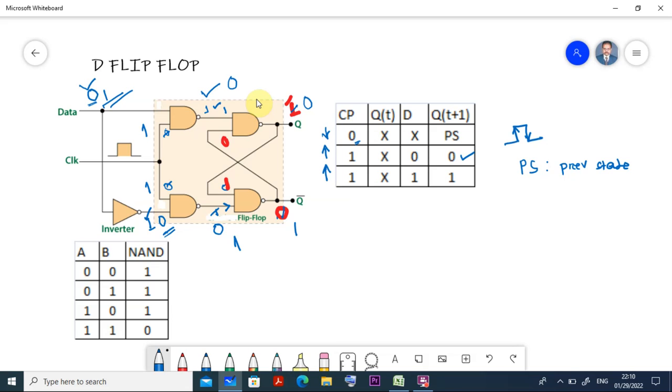Now Qt, what is the previous state? The Qt was 0, because the previous state is already 0. So this 0 becomes 0 here again, and 0 into 1 becomes 0, and the inverse of 0 becomes 1 here. When it becomes 1 here, the same one is provided here. 1 and 1 is 1, inverse of 1 is equal to 0, so it becomes 0. Are you getting now? So like that you can go for the condition also.